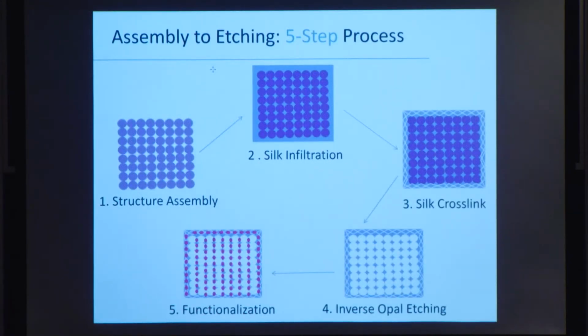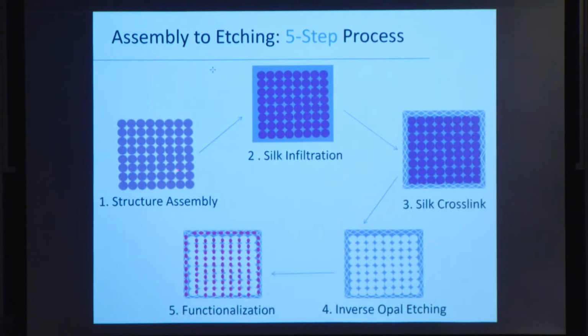So this diagram shows the 5-step process that we use in creating these model inverse opal structures. And the previous method that I described before completes the first step of structure assembly. However, there are 4 other steps that we have to characterize and study and tailor to intermediate printing techniques in order to create these model inverse opal structures.